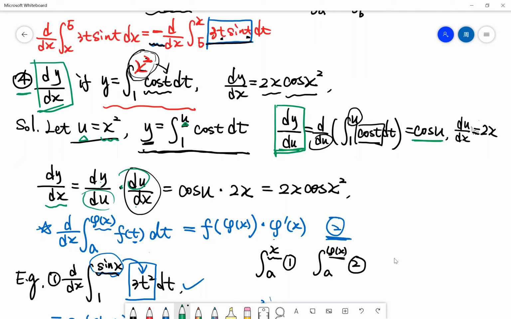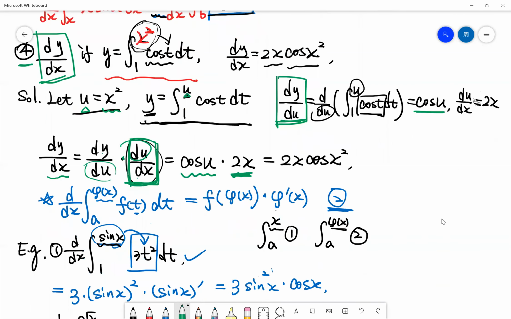Okay, so the first part means dy by du, and the second part, as you are asking, that should be du by dx. You cannot miss this part, du by dx here. So that is the phi x prime part. That is why we should use this part from the chain rule here. Can you understand? Yes, Lasha. Okay. Thank you.